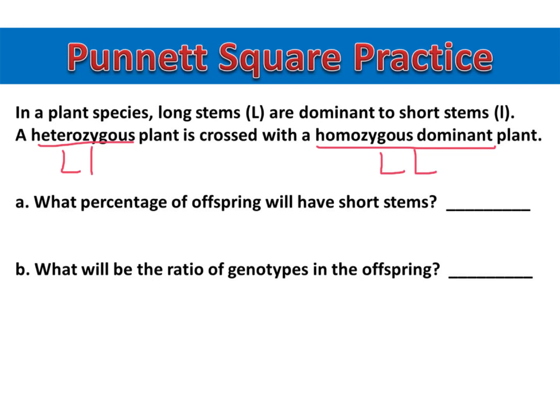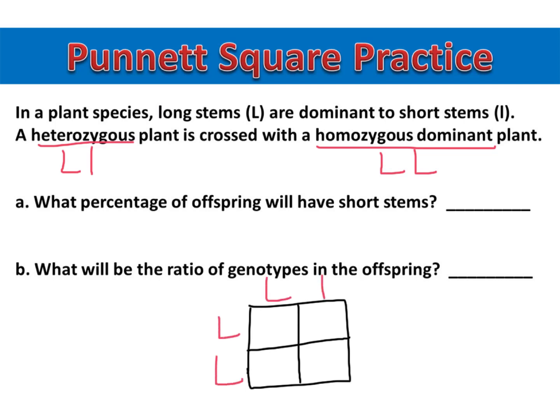Now it's time to make my Punnett square. So I'll draw my box and then put my alleles on both sides, and now it's ready to fill in.